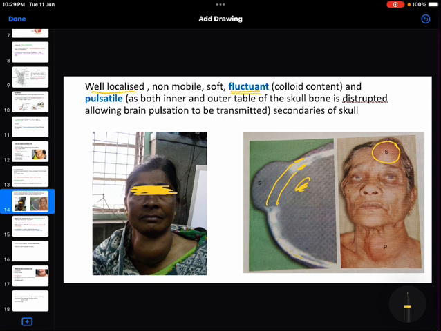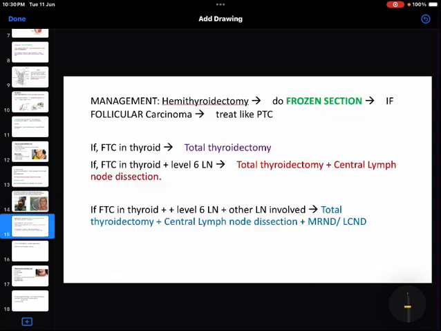So the brain matter can communicate with this, and because of the brain pulsation, it is pulsatile. So it is a well localized, non-mobile, soft, fluctuant swelling. Also it is a pulsatile swelling. This is most commonly seen in the skull. So if a patient presents with a thyroid swelling and also a swelling in the skull, we have to suspect follicular thyroid carcinoma.